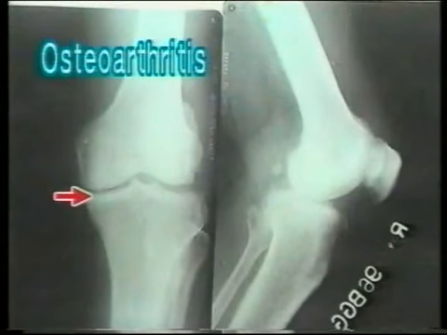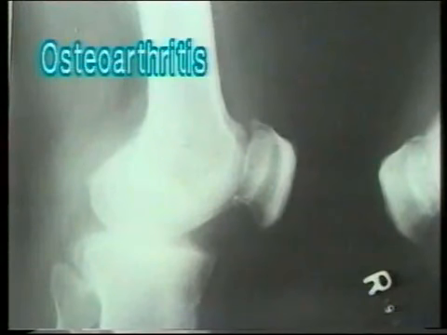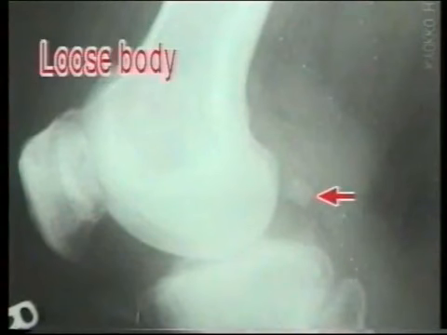This X-ray of the knee showed marked reduction in the joint space, more so on the medial side. Also note the osteophytes at the bone margins. The lateral view shows osteophytes at the posterior-superior and posterior-inferior margins of the patella. And in this view, a loose body is seen in the joint, shown by the red arrow. This is osteoarthritis of the knee.